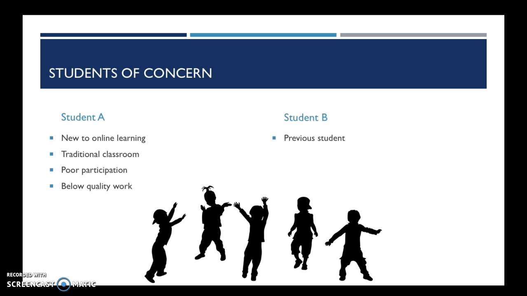Student B is not new to the online environment. This student is actually a previous student and is familiar with our routines and is acclimated to the online environment. However, this student has exhibited poor participation on certain but not all activities. Finally, this student has been submitting average, if not below average work.